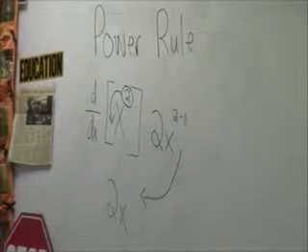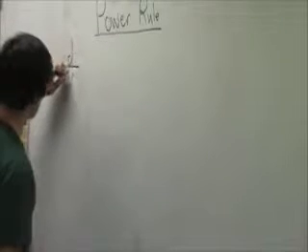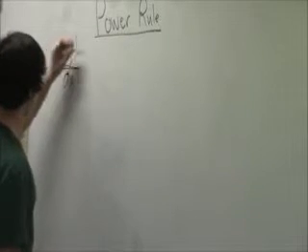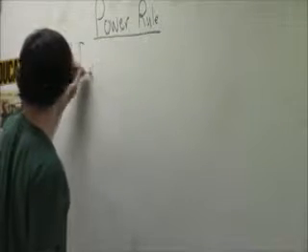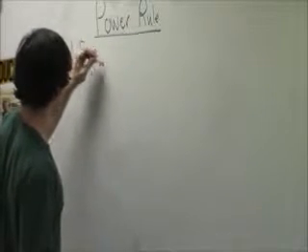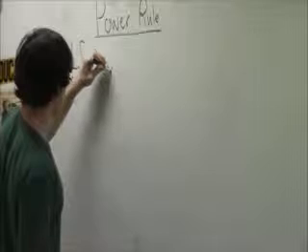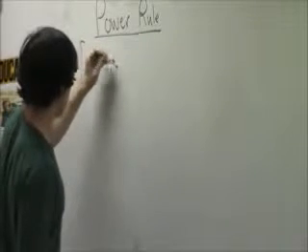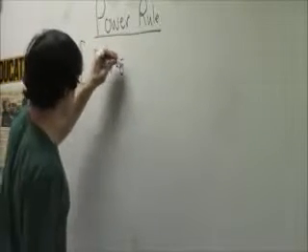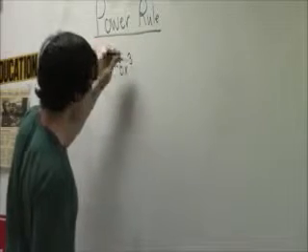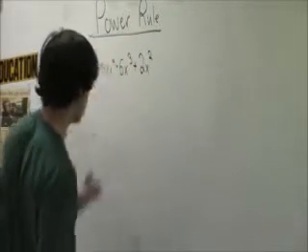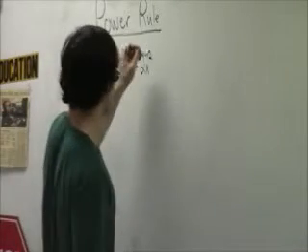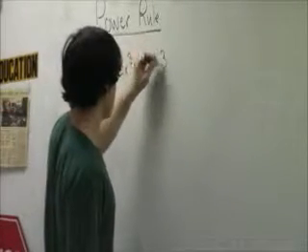That was the power rule in depth. Now we're going to do a power rule problem that is more complex. You're going to take the derivative of x to the 5th plus 4x to the 4th minus 6x to the 3rd plus 2x squared plus 3x.